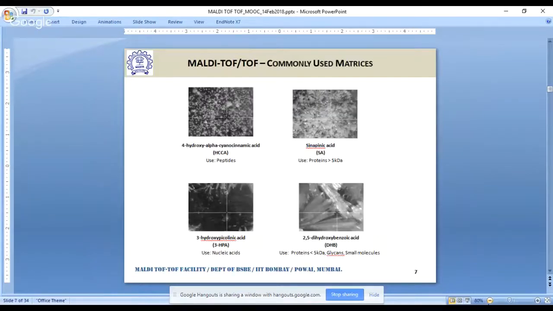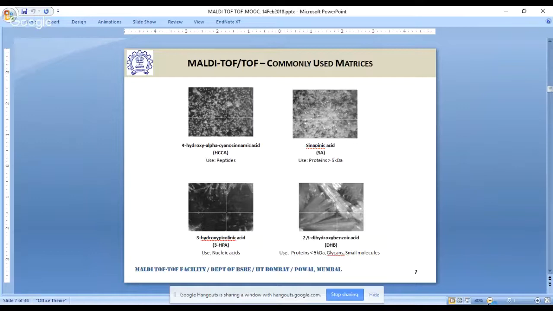There are different types of matrices that are generally used for MALDI, depending, like I said, on the type of sample. If there are peptides, we usually use a matrix HCCA. This crystallizes in a different way, and a picture of it is right now on your screen. For proteins which have molecular weight more than 5 kilodalton, sinapinic acid is generally used, while for nucleic acids, 3-hydroxypicolinic acid is used.